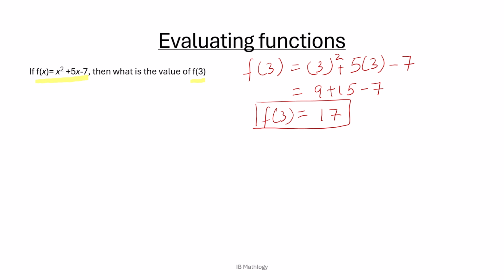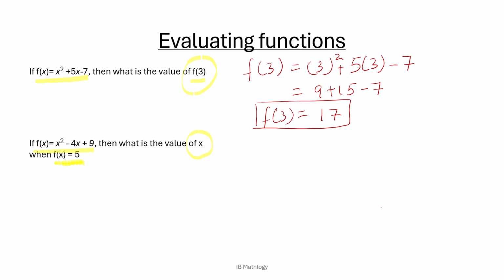Let's take another type of example. If f(x) is equal to x squared minus 4x plus 9, then what is the value of x when f(x) is equal to 5? So what is the difference between these two examples? In the first example, we have to find the value of the function. And in the second example, the function value is given to us. We have to find the value of x. So let's see how we will proceed.